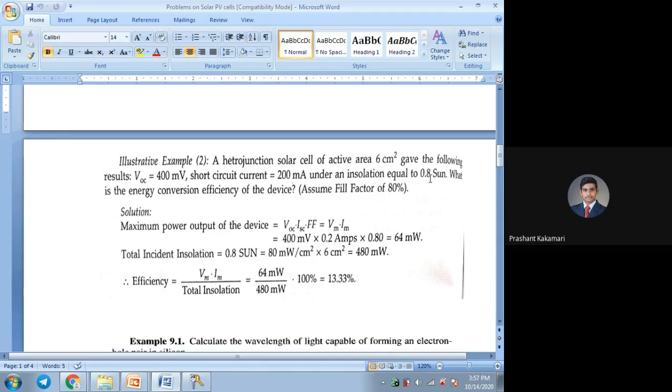So for 1 sun, we are always assuming the radiation falling on the earth is 1000 watt per meter square. With 0.8 sun, we need to find out how much is the insolation of the solar radiation falling on the earth. Then we need to find out the energy conversion efficiency of the device, the PV cell. Assume fill factor 80%. So all these things are given.